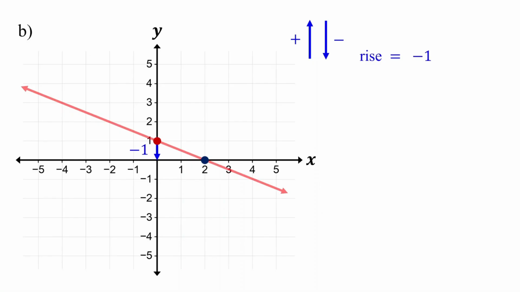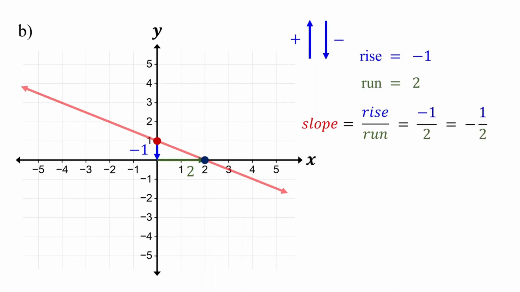Then, find the run. From where you left off, move to the right 2 units. So, the run is 2. Finally, divide the rise by the run to find the slope. Place the negative sign in front of the fraction. Notice that the slope is negative, meaning the line goes down as you move from left to right.